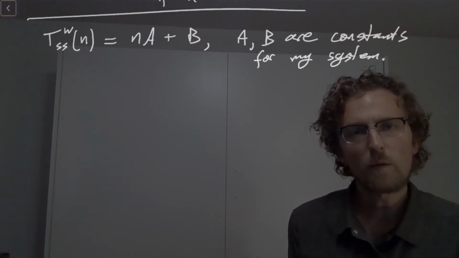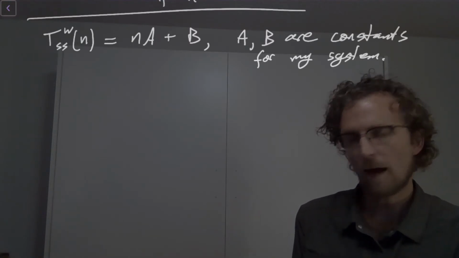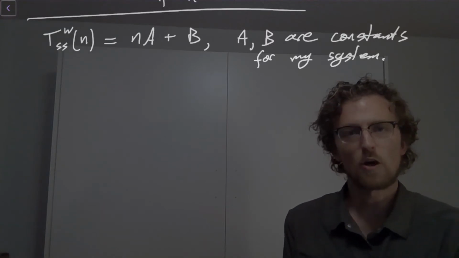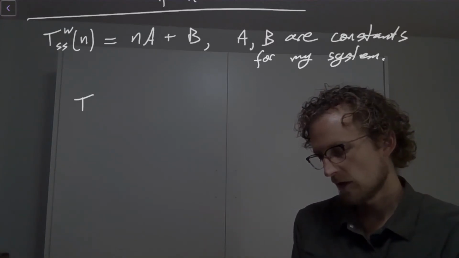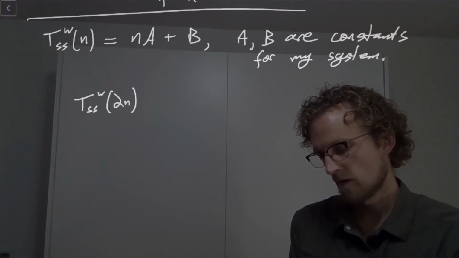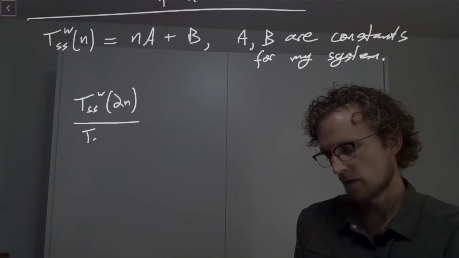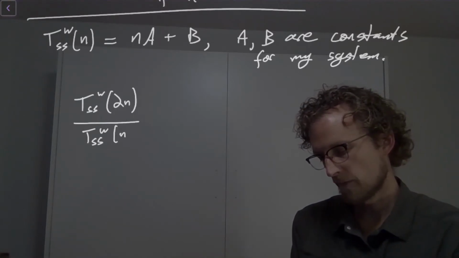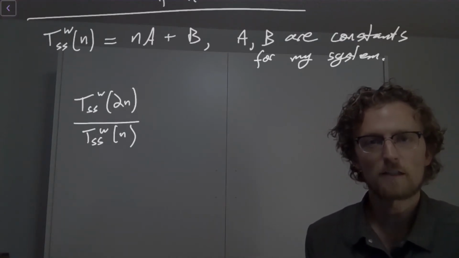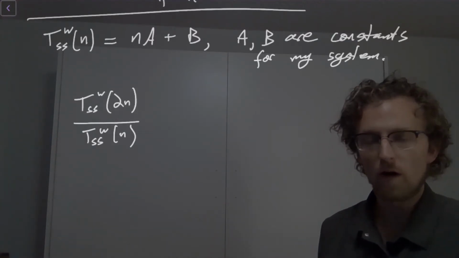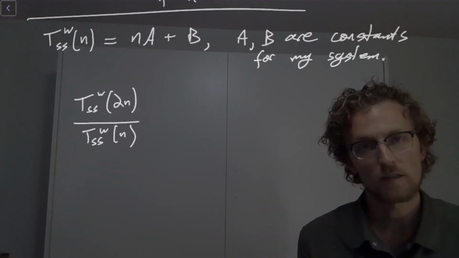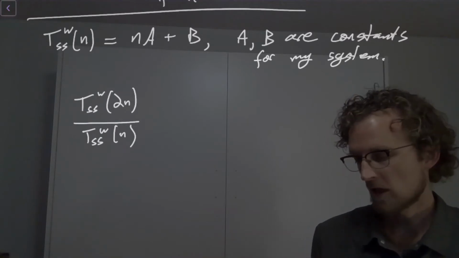All right, so here's a way we can get at the answer to this question. What happens if the input size doubles? All right, so let's compute the following ratio. Let's compute T_SS,W of 2n over T_SS,W of n. Right. Now, what is this ratio? This ratio is just going to tell us how much the running time changes when I increase the input size to 2n as opposed to just n.